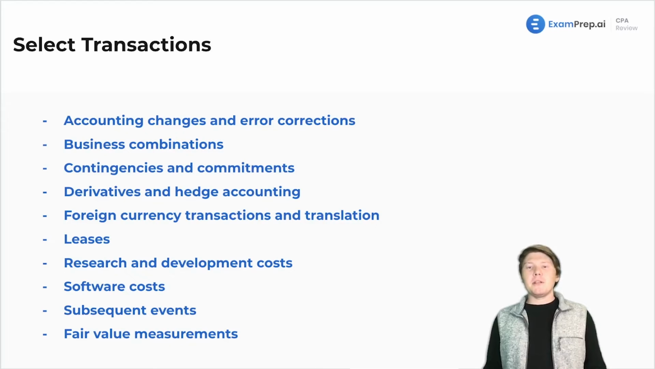Lastly, fair value measurements. What is our optimal market to sell in? How are we going to value something? What metric are we going to use? A couple different methods, lower of cost or market. A few things you saw there.